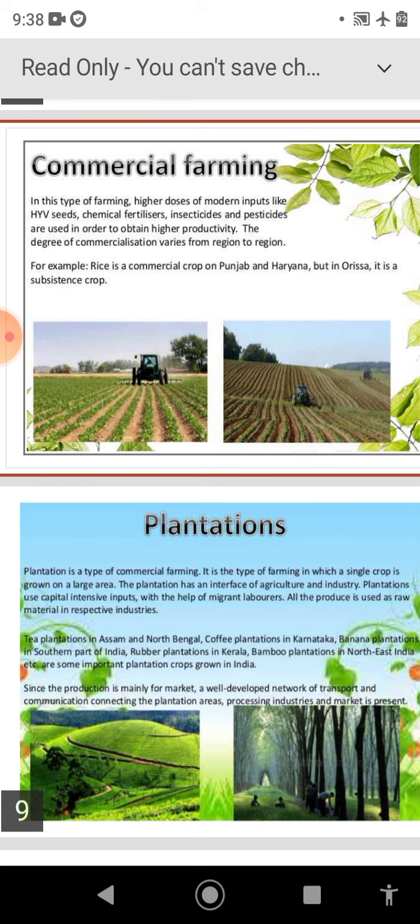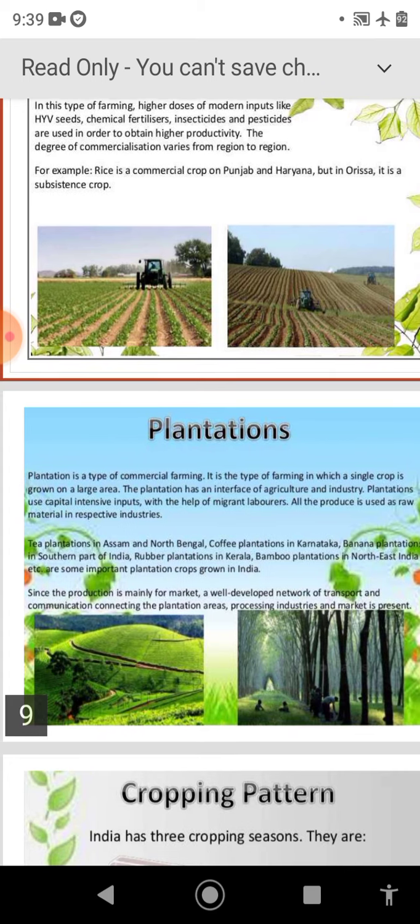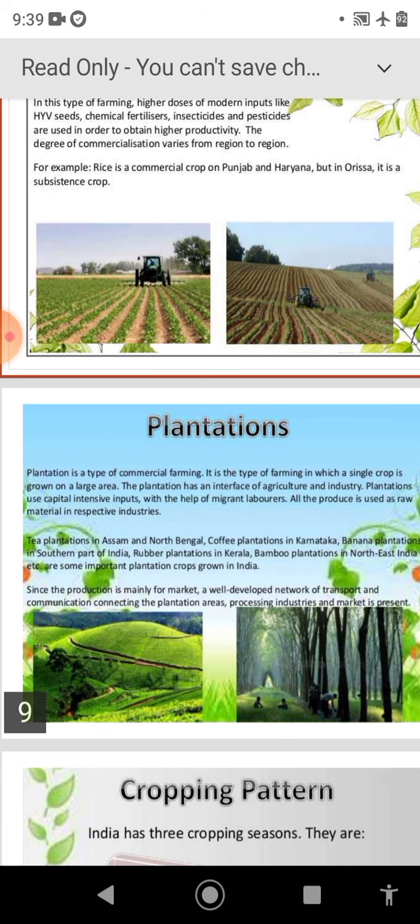The degree of commercialization of agriculture varies from one region to another region of our country. If we take the example of rice, it is grown or cultivated as a commercial crop in Punjab and Haryana. But if you take the example of other parts like Odisha, Jharkhand, and Bihar, in these parts this crop is cultivated as a subsistence crop. Now let us discuss an example of commercial type of farming.